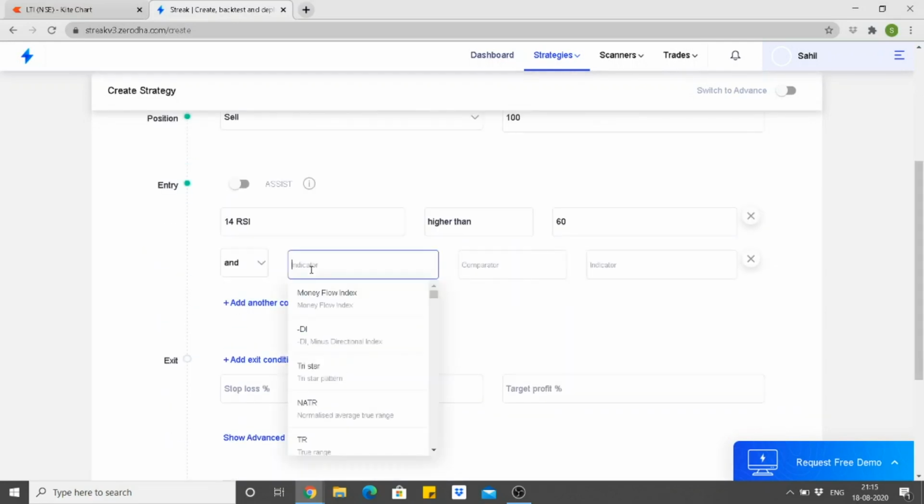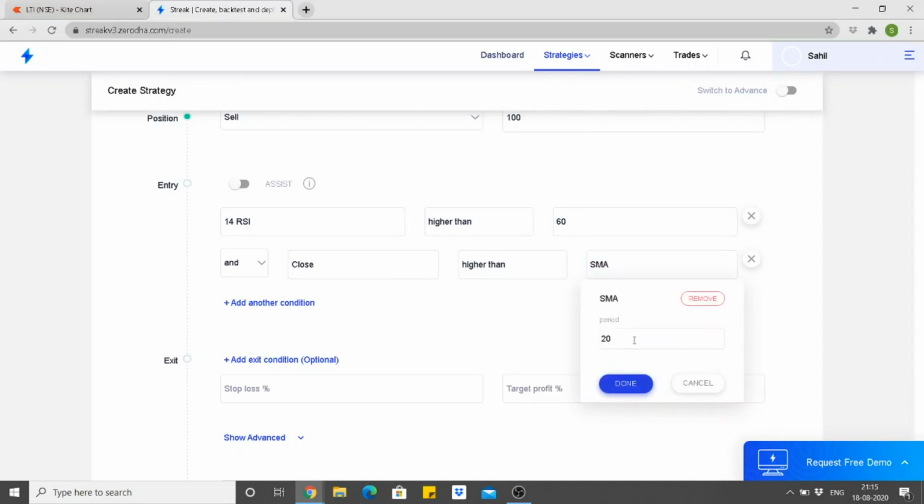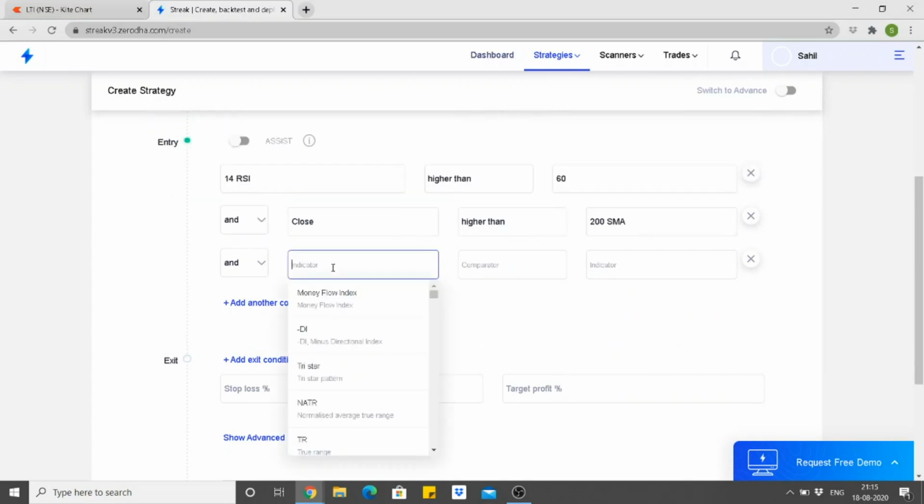My next condition is going to be that the close price must be higher than the 200 period simple moving average. Yes, this is extremely important as the 200 period moving average is considered to be quite an important indicator by traders worldwide. You will see a lot of reversals and a lot of buying or selling activity taking place near this particular moving average, be it an EMA or an SMA. It is an extremely important indicator. In this case, using this condition, we have checked that the price is in an uptrend because it is above the 200 period moving average.